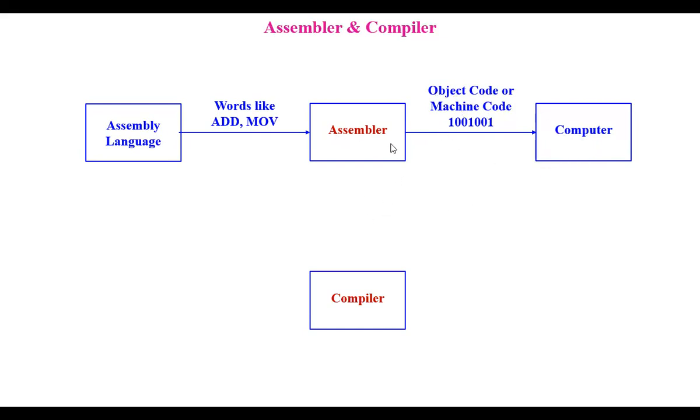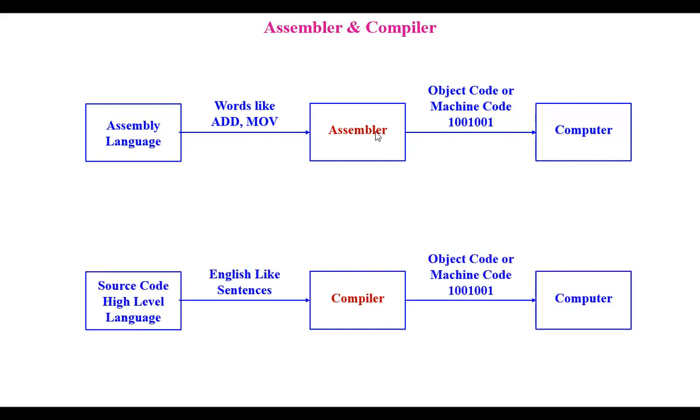When you want to compare this assembler and compiler, here it is. The compiler takes up English-like sentences, and here also it takes English-like sentences, but these words are a bit at a low level. The compiler converts high-level language into machine code, whereas the assembler converts assembly language into computer machine code.